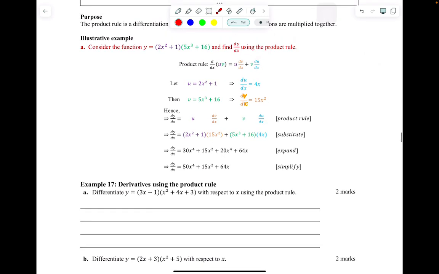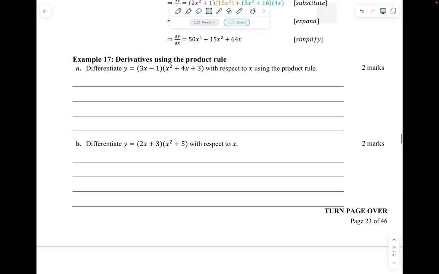Alternatively, you could expand and then just differentiate using the power rule. But the purpose of the product rule is to understand how to apply it, because let's say, for example, you have e to the power of x times sine of 2x, there is no way for us to expand that in order to differentiate it. So we need to use the product rule for an example like that. So let's go through the product rule here.